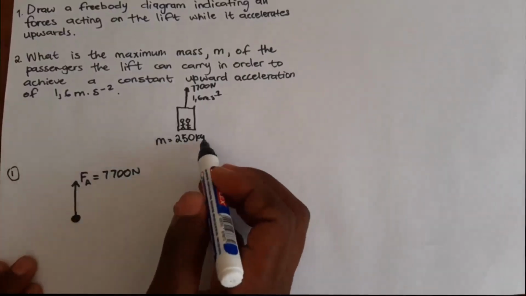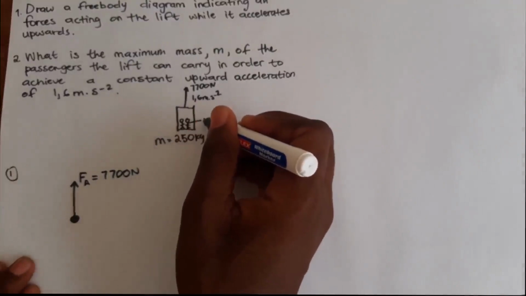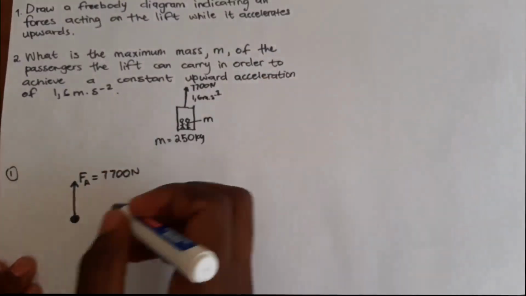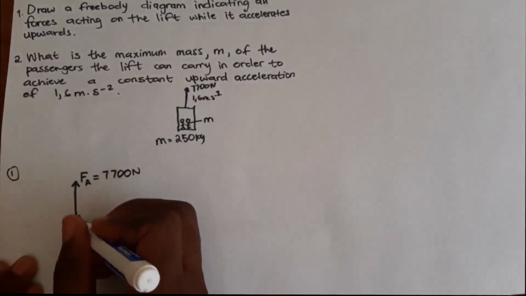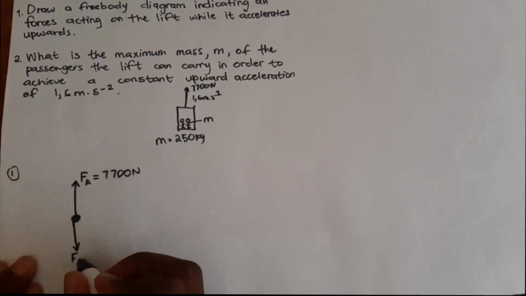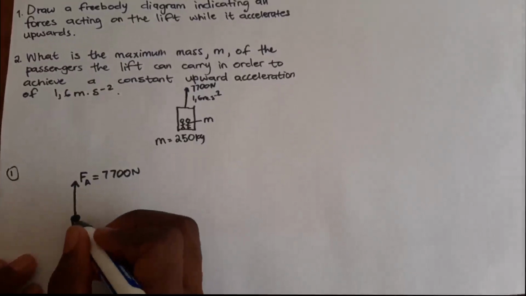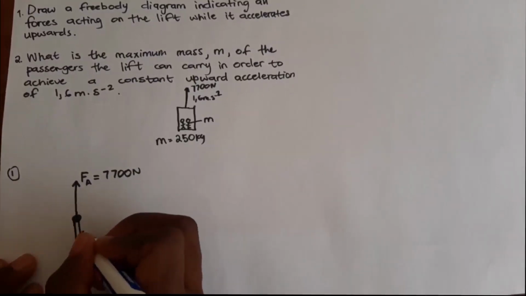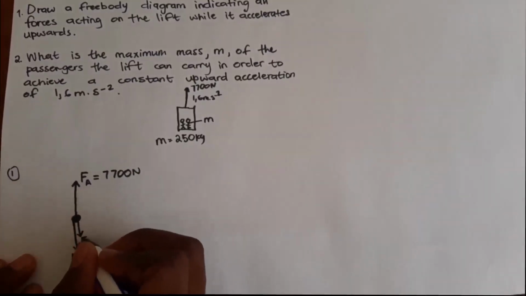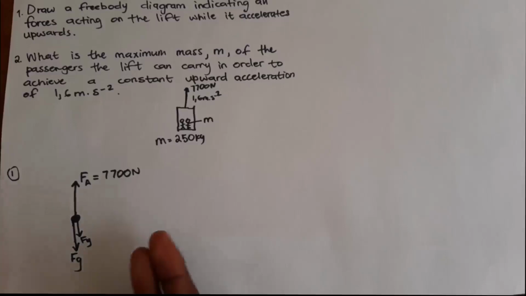The lift is 250 kg, and the mass m of the passengers is unknown. So this is the gravitational force acting on the lift, and this is the gravitational force acting on the passengers. So this F_g plus this F_g, we have the total F_g.